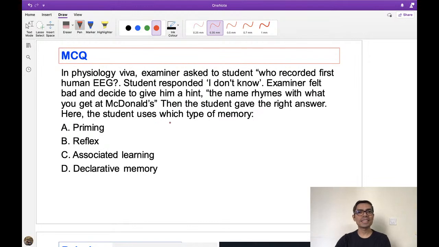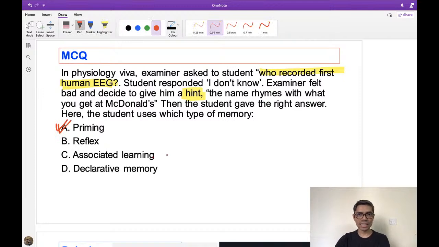This is a recent AIIMS entrance examination question. In a physiology viva, the examiner asked the student who recorded the first human EEG. That is Hans Berger. And the student replied, I don't know. The examiner felt bad and gave him a hint: the name rhymes with the thing which you get in McDonald's. Then the student gave the right answer. And this is typical of priming.